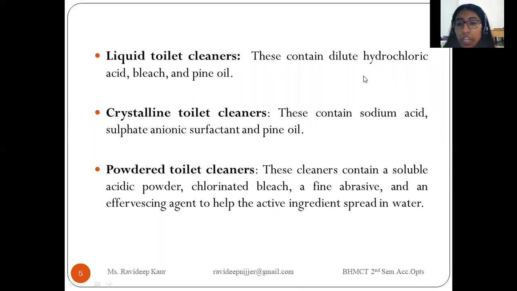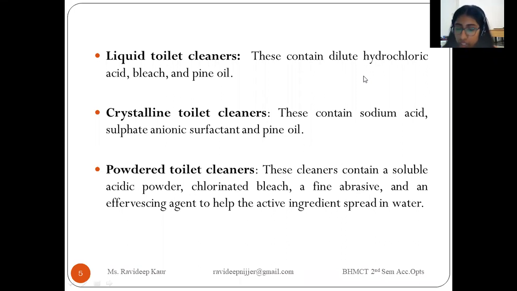Second, we have crystalline toilet cleaner. These contain sodium acid sulfate, ionic surfactant, and pine oil. So these are the three materials which crystalline toilet cleaners contain.